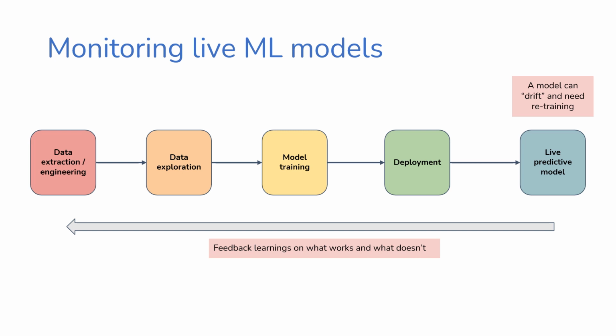Testing could happen at different stages: during the training stage, and also during the production stage when we have the model live. Then you need to test the model when it is live, and the model can actually drift and need retraining, and we need to feed this back into all the stages, from the data extraction or engineering, going forward to data exploration, and again training the model.